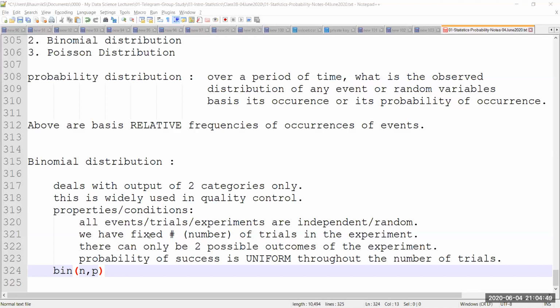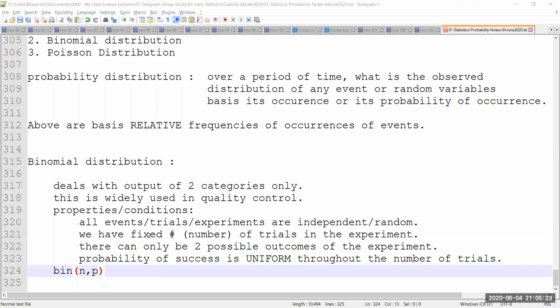Now, what is this p and what is this n? The desired outcome, let's say you have a success and a failure and you are interested in success, then the probability is defined by p, and n is the number of trials that you are going to perform, which is going to be fixed. For the entire life cycle of the experiment, the value of n will be fixed. You will fix the value of n and then do only that many experiments and come up with a result.